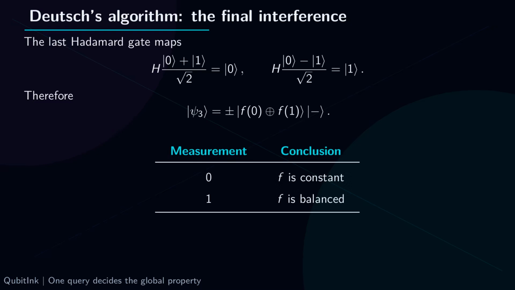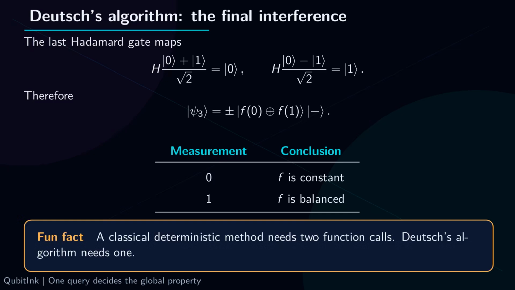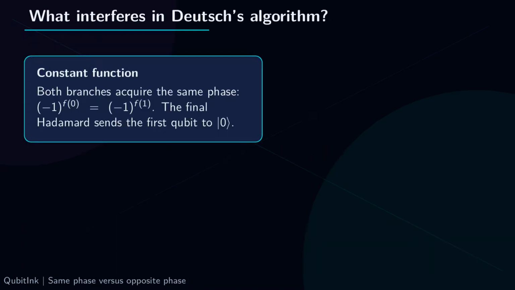If the first qubit is measured as 0, the function is constant. If it is measured as 1, the function is balanced. A classical deterministic method needs 2 function calls. Deutsch's algorithm needs 1. This slide separates the 2 possible cases in Deutsch's algorithm.